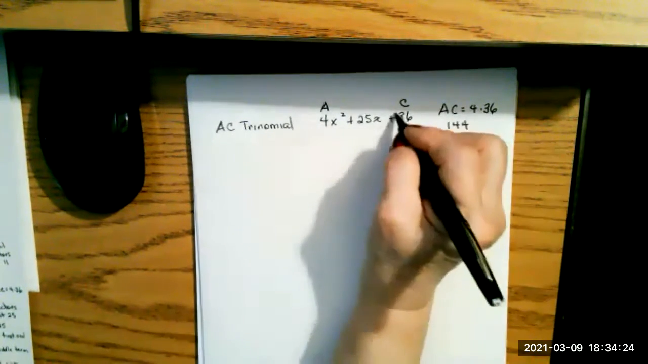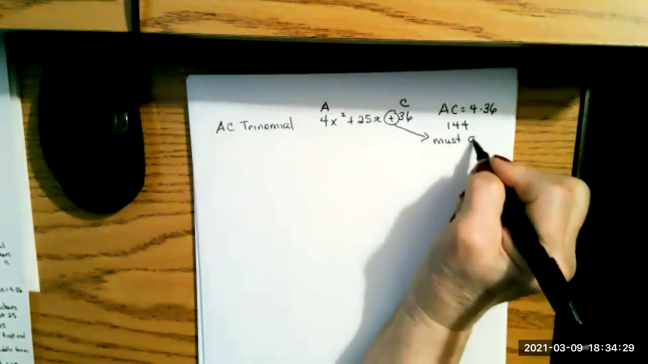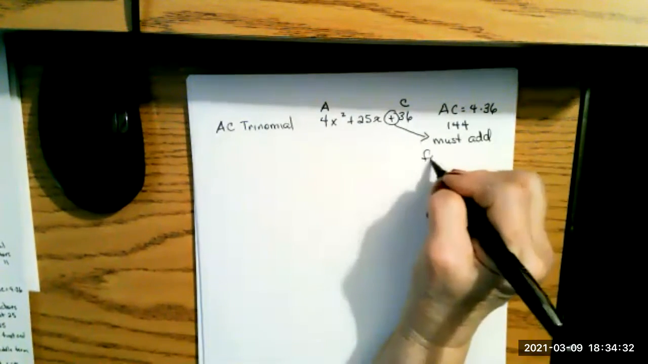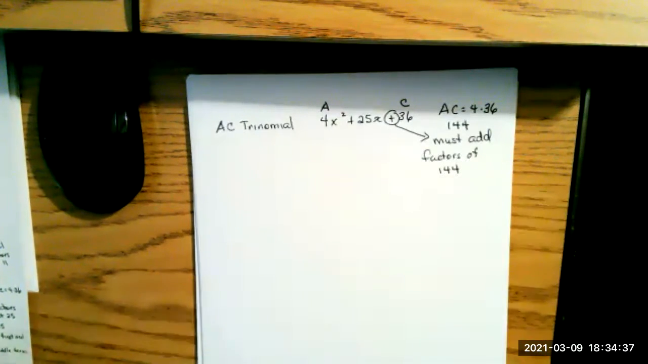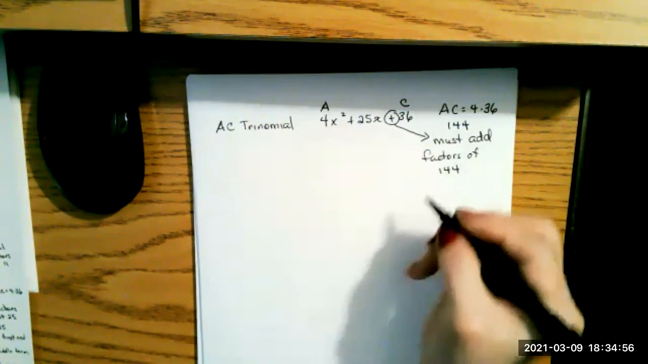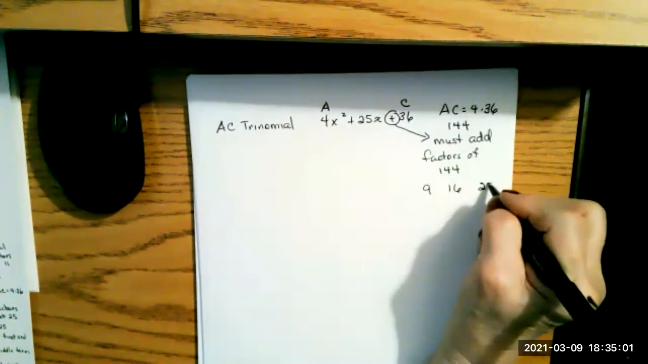Now I'm using my rules. This last sign means I must add factors of, now it's 144 instead of just the last number, and I'm trying to get 25. Well, 12 and 12 won't work. That gives you 24. 4 and 36 won't work. That gives you 40. But if you try 9 and 16, you would get 25.